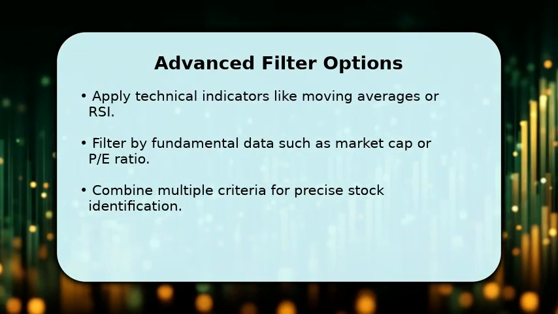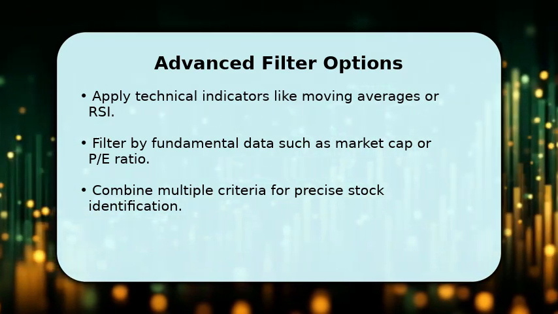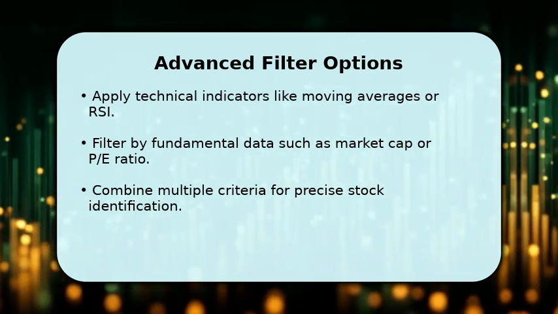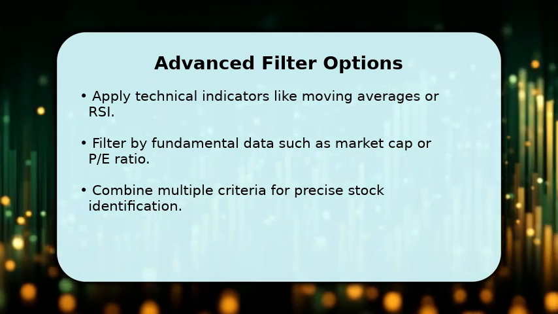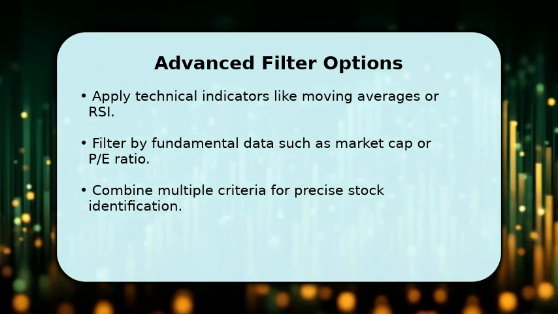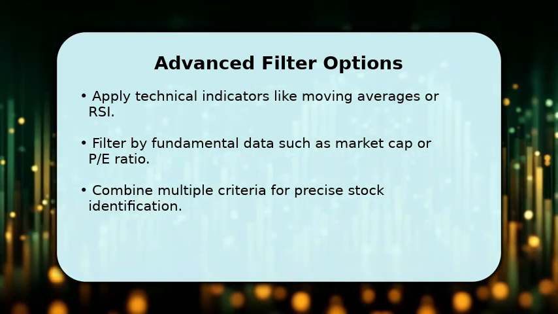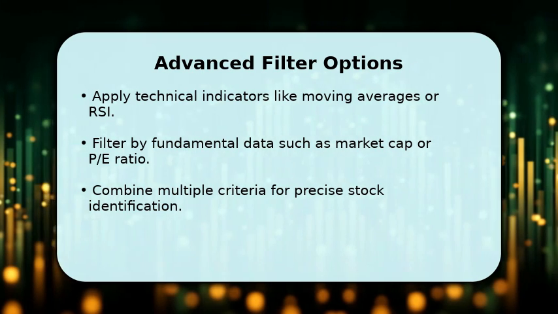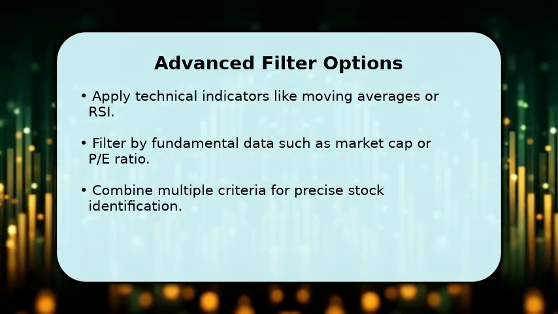Now, let's dive into customizing your filters. Webull offers a wide range of technical and fundamental indicators. You can set parameters for things like price, volume, market capitalization, and even specific candlestick patterns. For example, you might look for stocks with a market cap over $1 billion and a daily volume exceeding 1 million shares. Experiment with different combinations to refine your search and pinpoint stocks that align with your strategy.